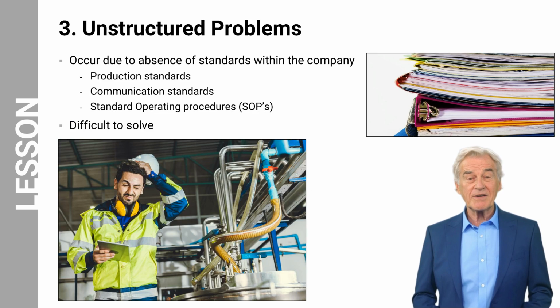Unstructured problems occur when there is an absence of standards within the company. This includes production standards, employee communication standards, or standard operating procedures for events. Unstructured problems are difficult to solve because they require a company to change how they work.